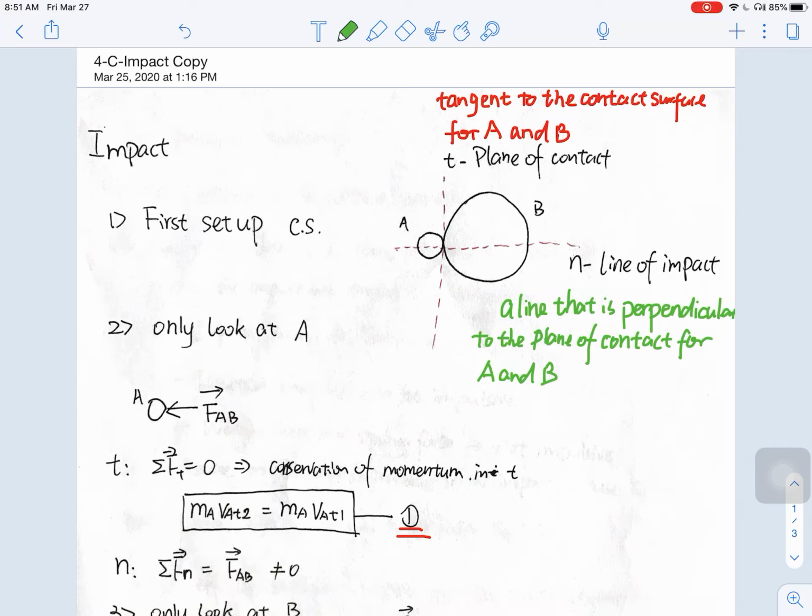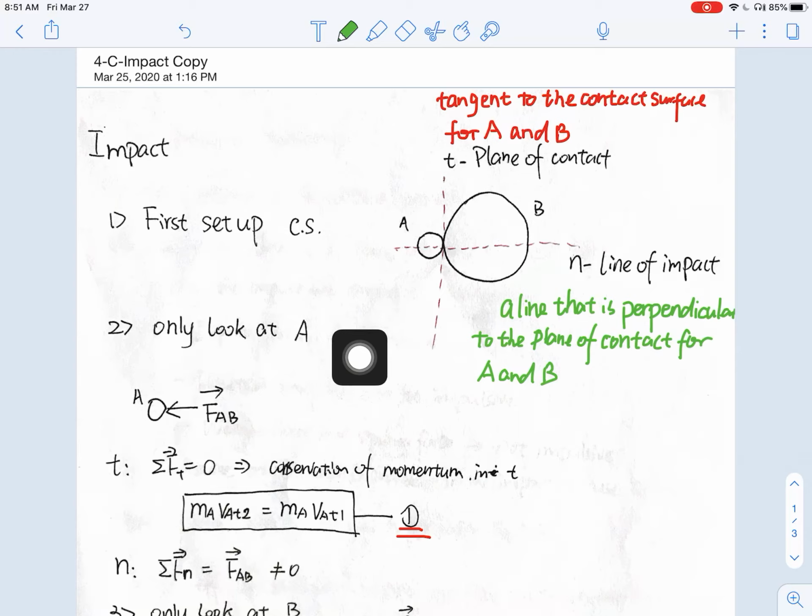Here the first coordinate system is called the plane of contact. We use T to represent this direction, and that is defined as tangential. The plane is tangential to the contact surface for A and B. Another coordinate system is N, the line of impact. It's defined as a line that is perpendicular to the plane of contact for A and B. So in this type of impact problem, you will need to set up T and N as your coordinate system.